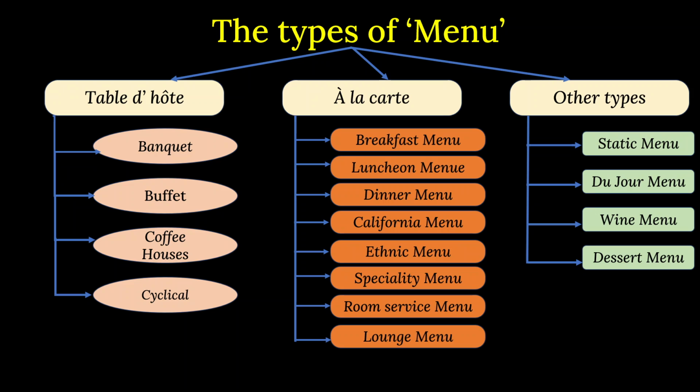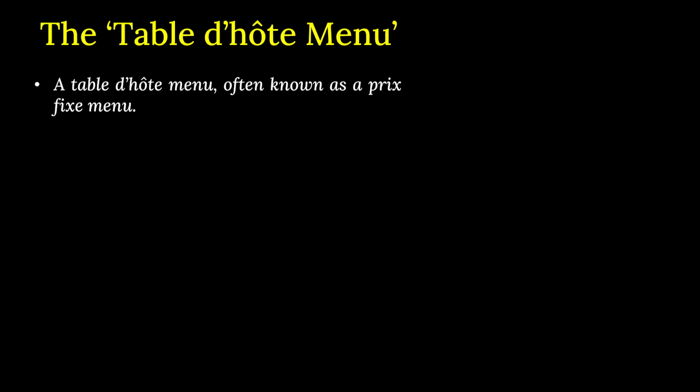And other types, which has another four types under that subsets, we can say: static menu, du jour menu, wine menu and dessert menu. Now we'll elaborate these definitely in the following slides. First is table d'hote menu. What is this? What does it mean?